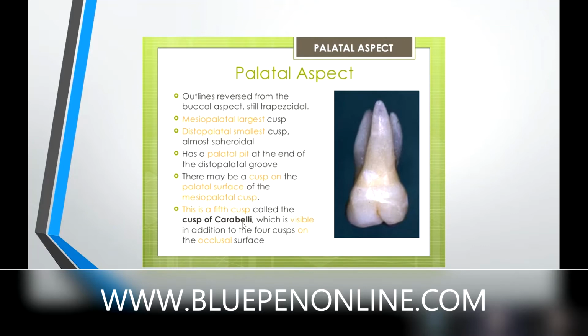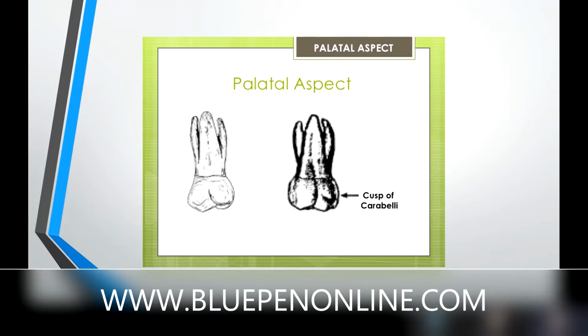This is the fifth cusp called the cusp of Carabelli, which is visible in addition to the four cusps on the occlusal surface. So from the palatal aspect, if you see the tooth, this is mesiopalatal, distopalatal. So the mesiopalatal is the largest cusp, and there is one palatal pit. And there may be a cusp sometimes present, which is called the cusp of Carabelli.